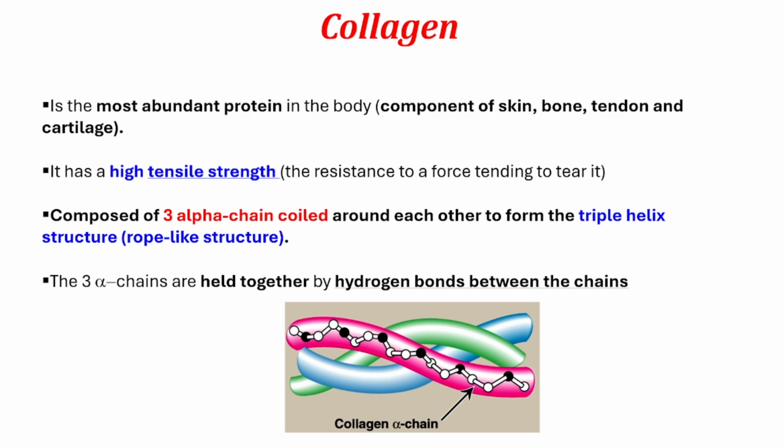In terms of structure, the tertiary structure is composed of a triple helix. So we have 3 chains, alpha 1, alpha 2, and alpha chain. They are combined in a triple helix. And of course, this structure is stabilized by non-covalent bonds, specifically hydrogen bonds.